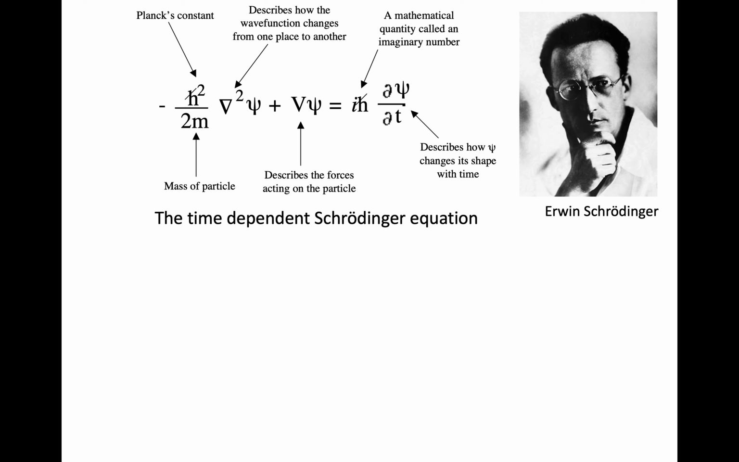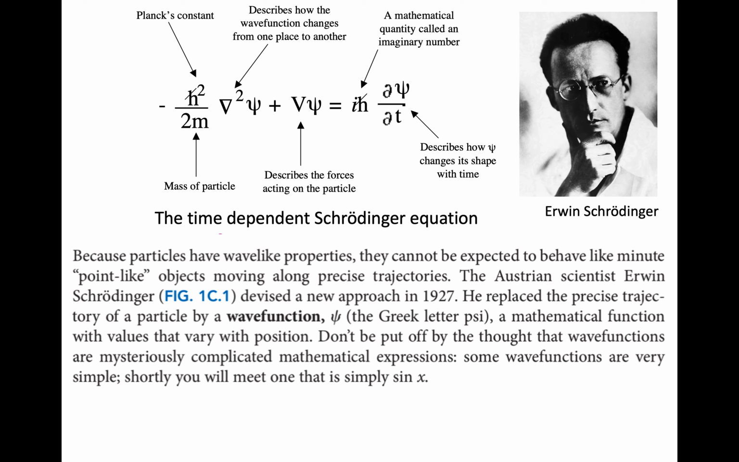Schrödinger is an expert with working with waves. So he comes up with this more complex equation for describing the wave behavior. We're going to try to dissect and learn some of the features in here and how this actually works. Here's a description from Atkins. It says, don't be put off by the thought that the wave functions that we're going to be working with, given by the Greek letter psi, are mysteriously complicated mathematical expressions. Some wave functions are very simple. An important one is simply sine x. That's going to be one that we explore here when looking at the description for a particle in a box.